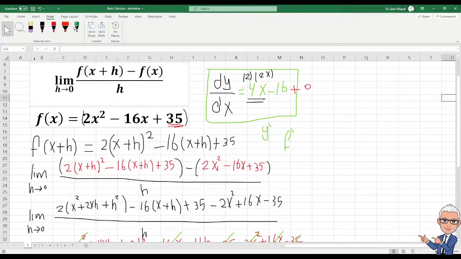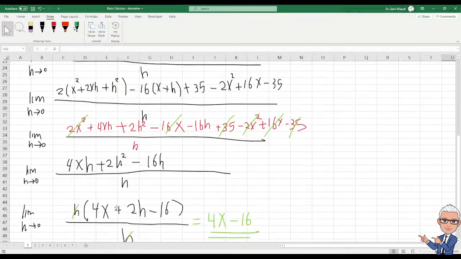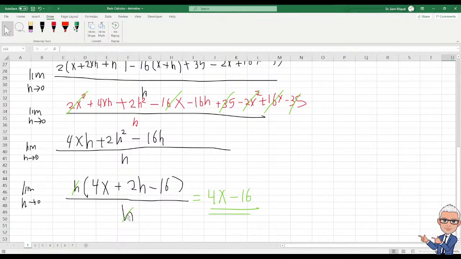Now we substitute it here, and then we simplify it. We delete the constant terms, and then we take h outside, and then we cancel it with this h. If we cannot cancel it, there is something wrong in your calculation. And then we take the limit. This one is 0 when you take the limit.